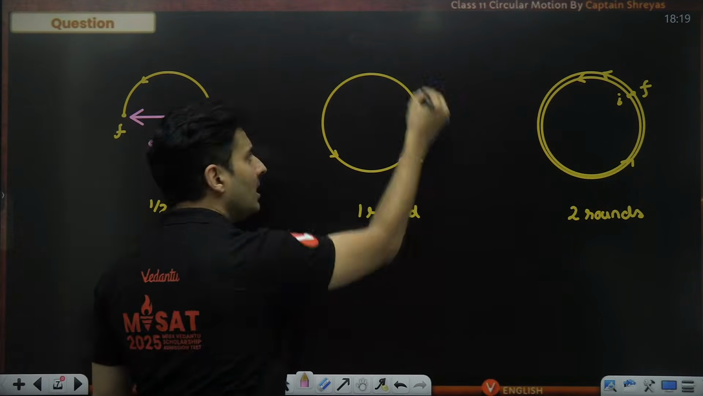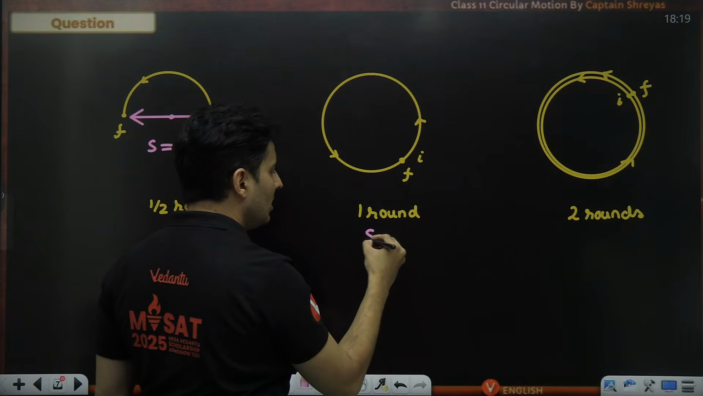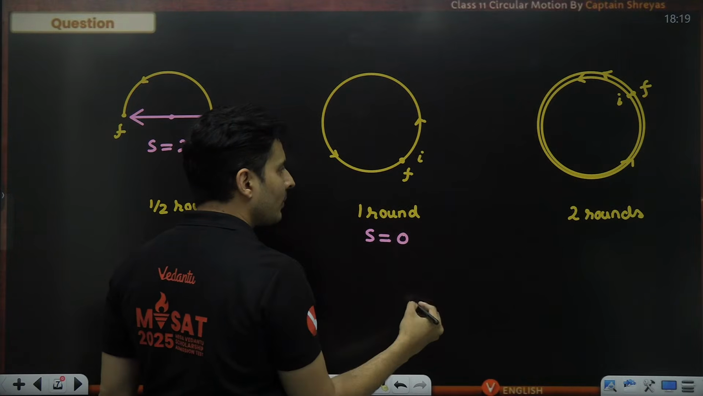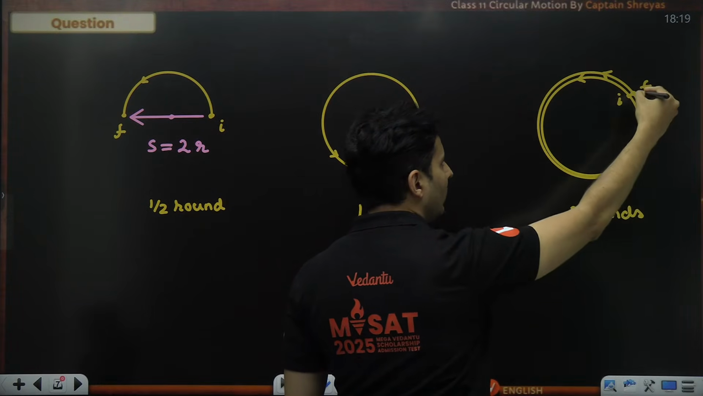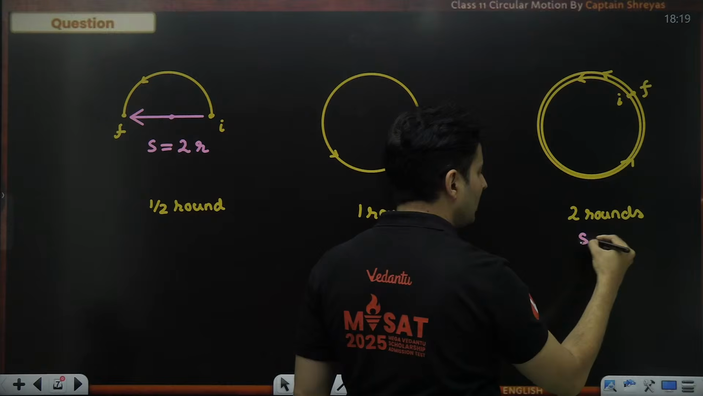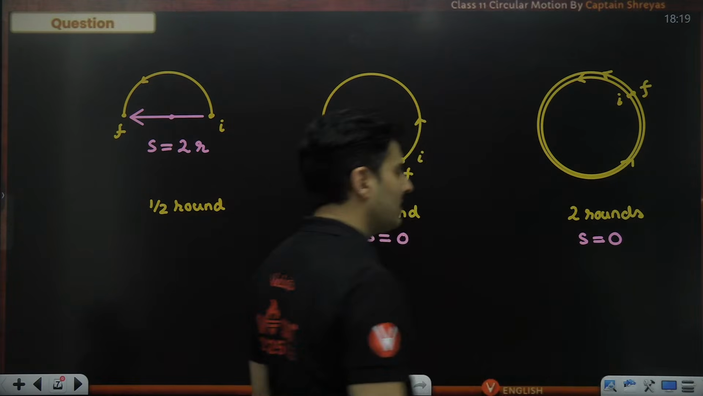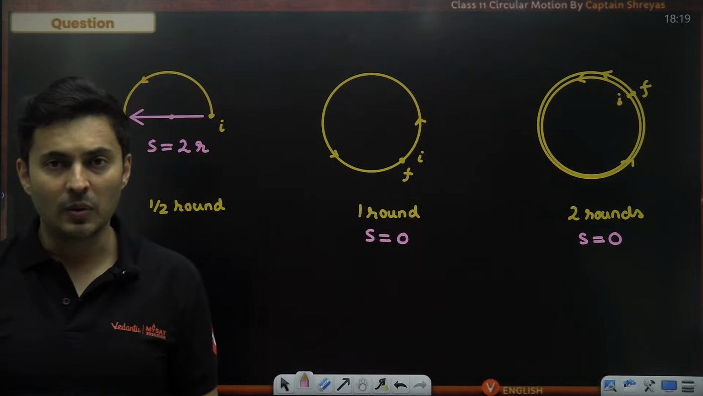Here, if you ask me, I've come back to the original position. So my displacement is 0. Here, if you ask me, I went 1 round and a second round, but the final position is equal to the initial position. So again, my displacement is a big fat 0.